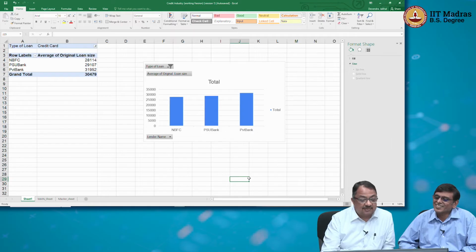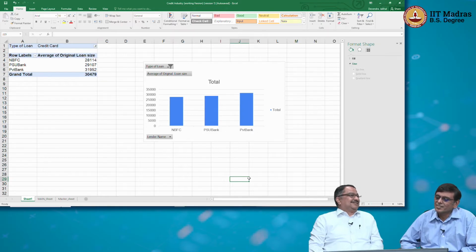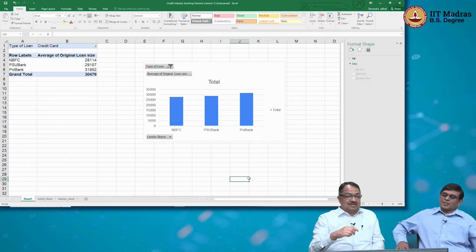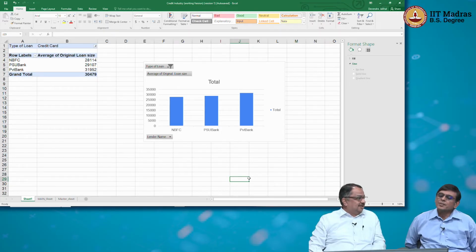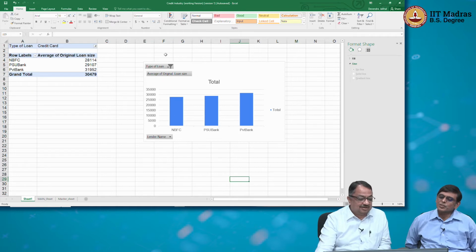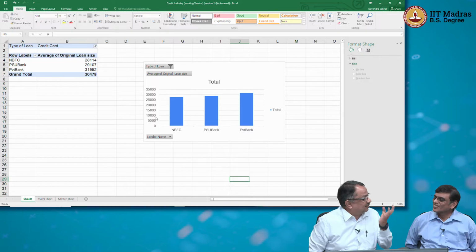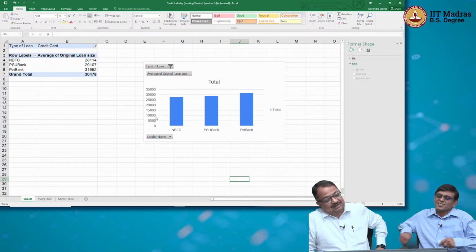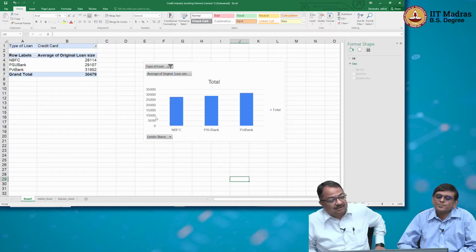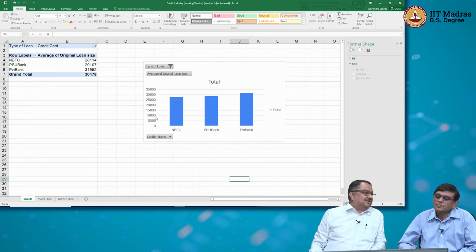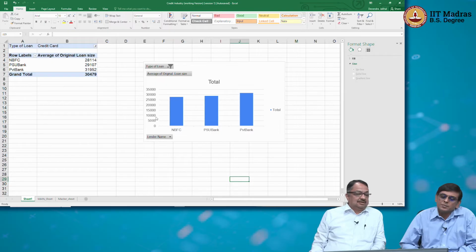Otherwise, it will scale it. Now you can see it correctly, right? In the original chart, you really thought that there was a significant difference between the three, because the y-axis was starting only from 25,000 or something. But if you format the y-axis correctly, then you can see there's actually not too much difference. So visual representation is very important.